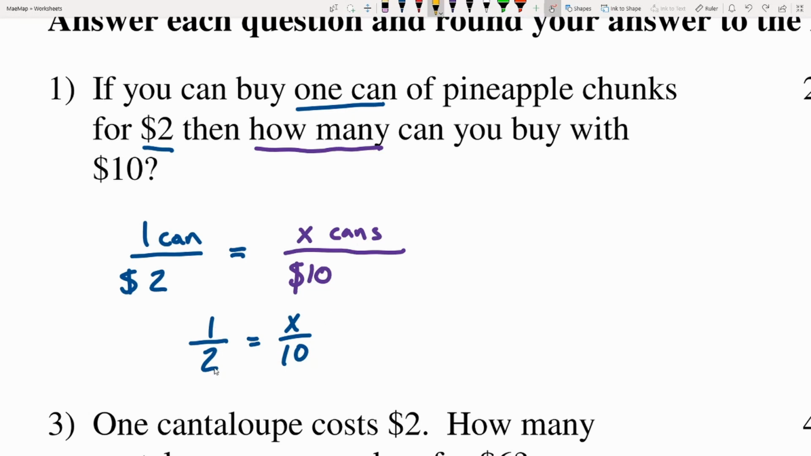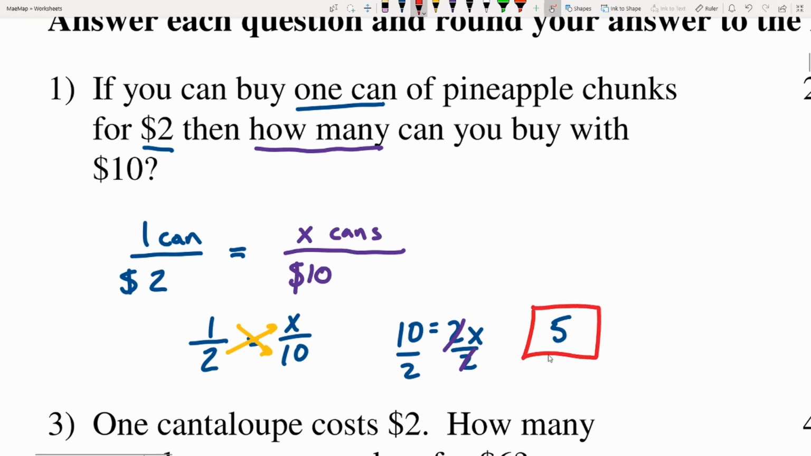So 1/2 equals x over 10. If I were to cross multiply, 1 times 10 is going to be equal to 2 times x. So 10 equals 2x. Now all I have to do is divide by 2 to get my solution of 5, because the 2 will cancel out and I'll be left with x, and 10 divided by 2 is 5. So 5 is my solution in number 1.